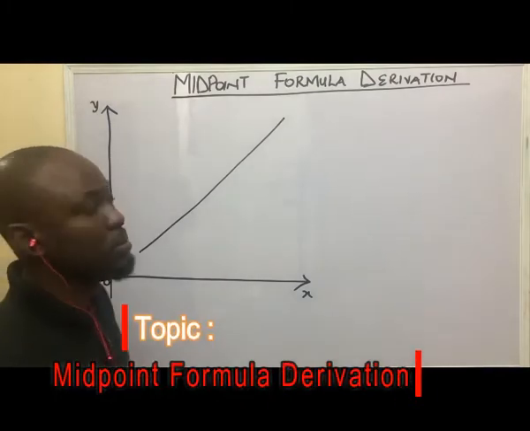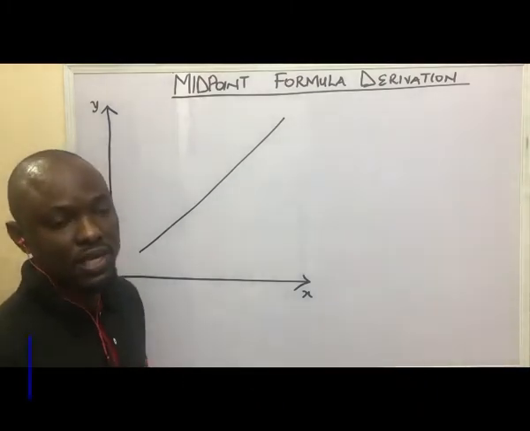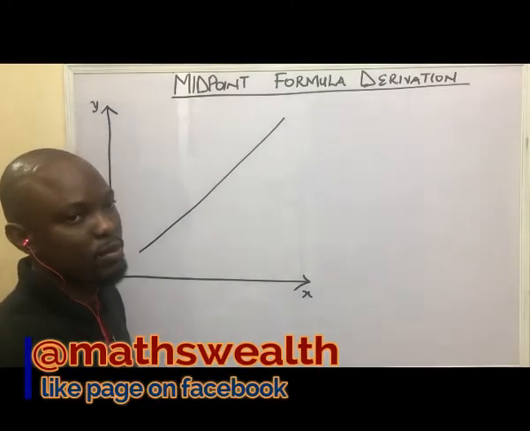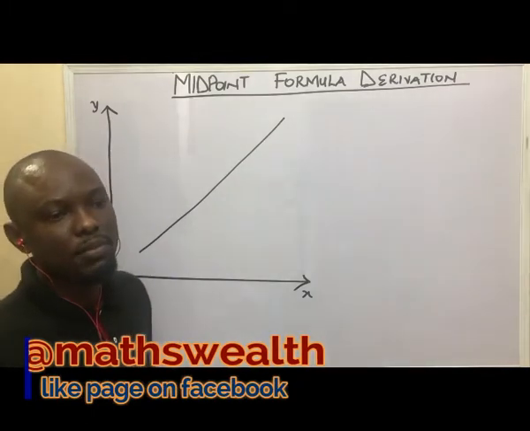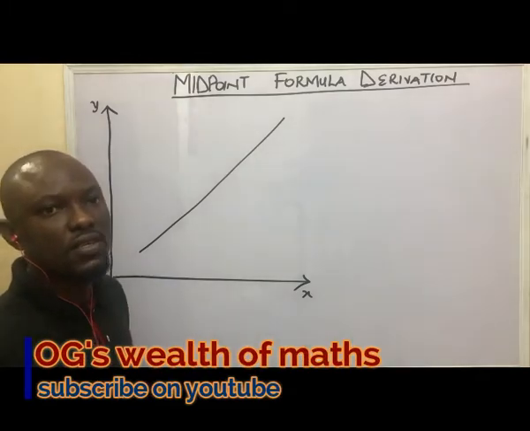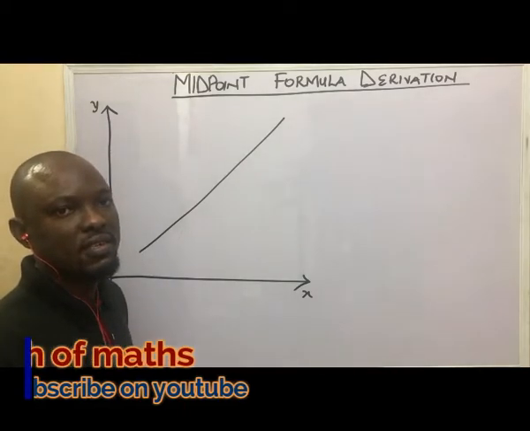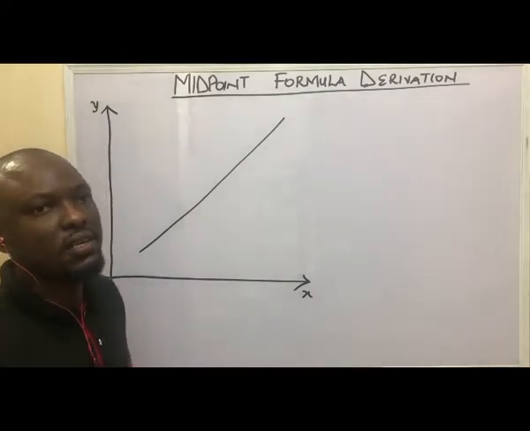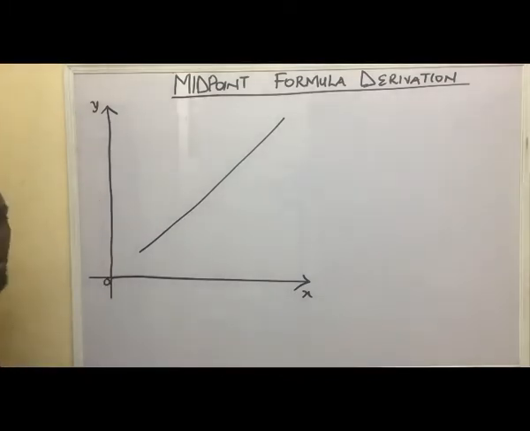Today we want to look at the midpoint formula. We want to derive the midpoint formula. The midpoint simply means the average. We want to find the average of the x and the average of the y axis. So that's basically what it means.